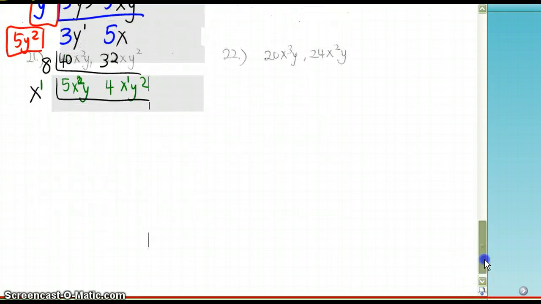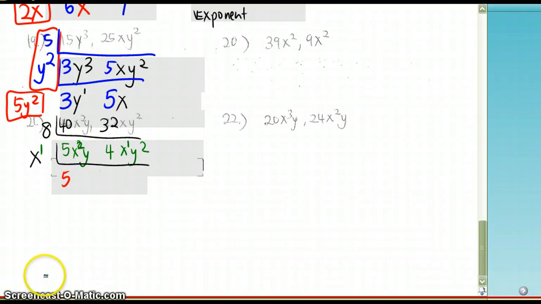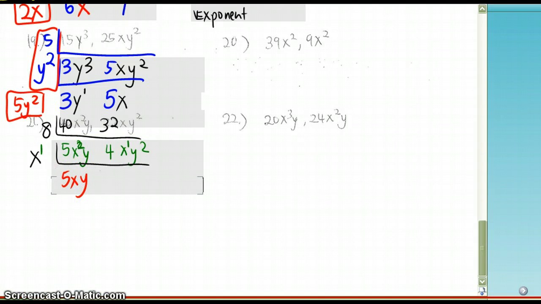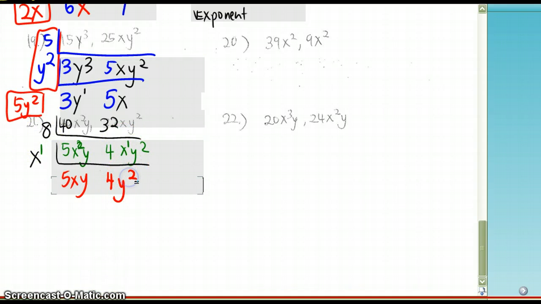When I take an x1 out, I will get 5 stays 5. x2, take one x out, I just have an x. I still have a y. Over here I still have a 4. I take the x1 and the x1 goes away, so I just have a y squared. Okay, so good. So far so good.